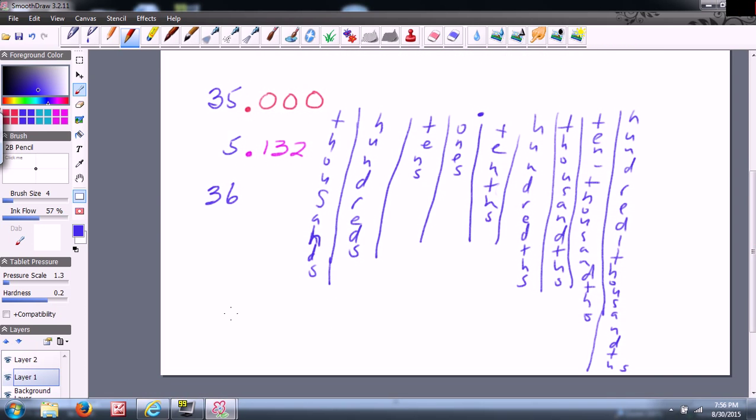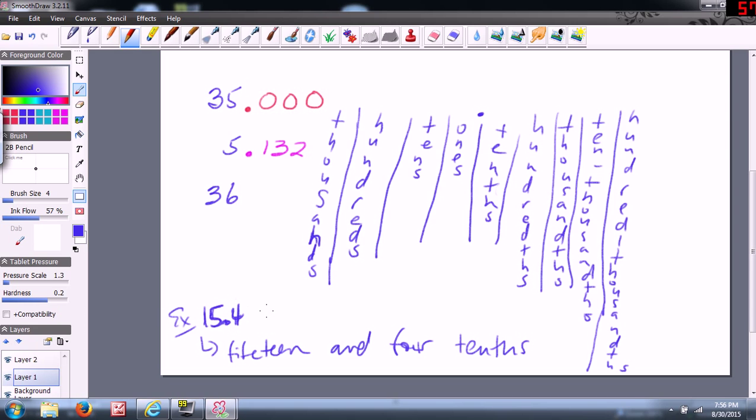So if you're given a number, say you have the number 15.4 and you're asked to read this number. This number would be read as 15 and 4, and the 4 is in the tenths place. So 15 and 4 tenths would be how that number would be read, okay?